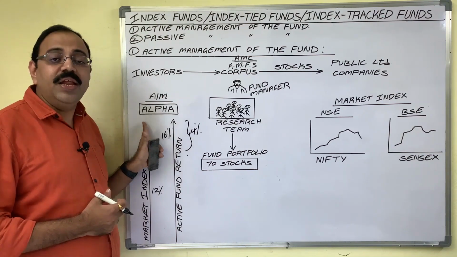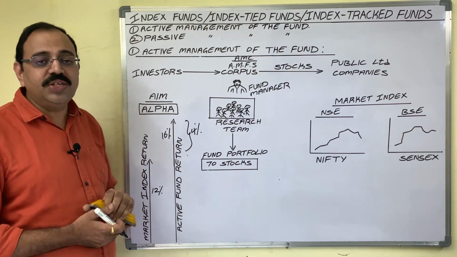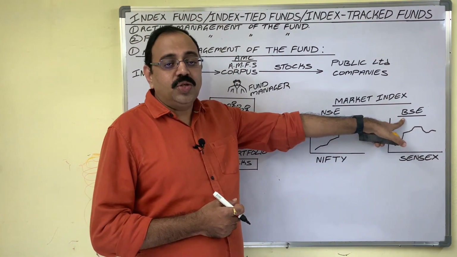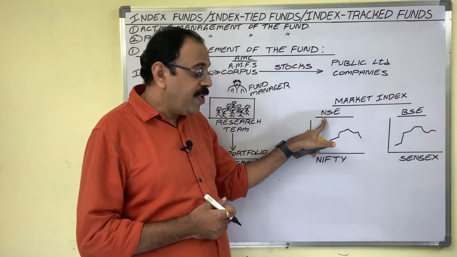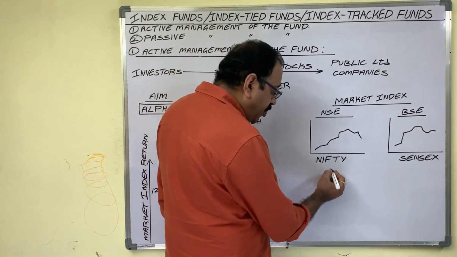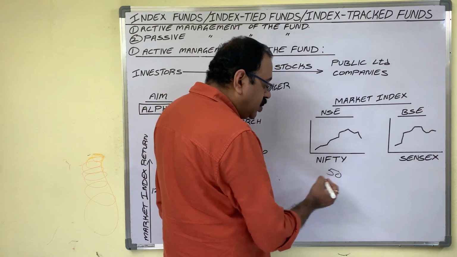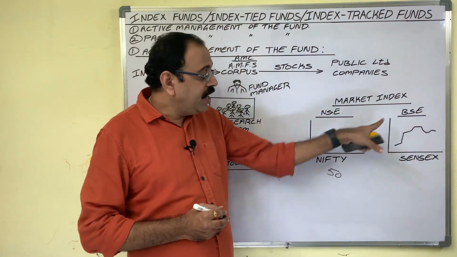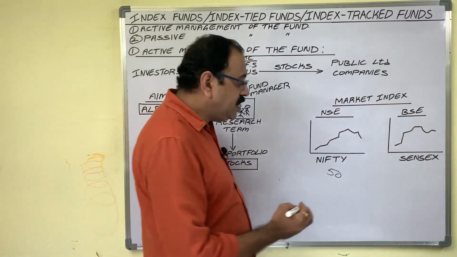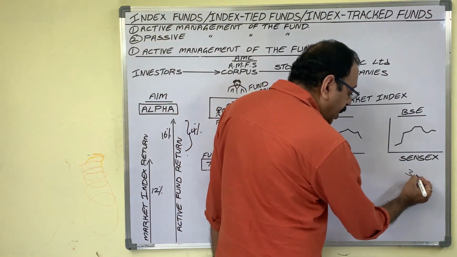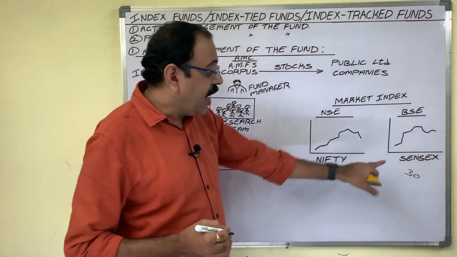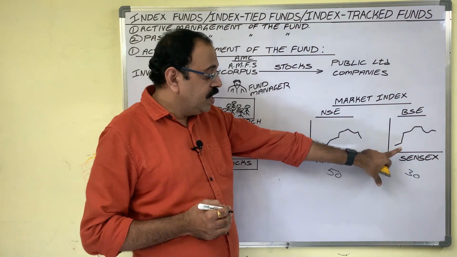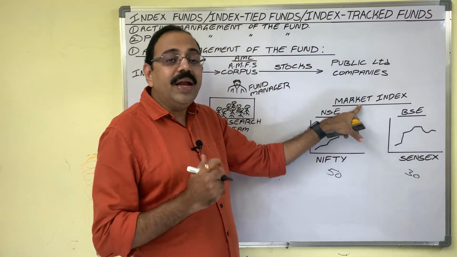Alpha means what? In our country, there are two stock exchanges now, National Stock Exchange and Bombay Stock Exchange. So in National Stock Exchange, by considering the top 50 best performing company stocks, daily Nifty will be calculated. And in case of BSE, by considering the top 30 companies, they calculate Sensex. Here Nifty and Sensex, these two are known as market indices.